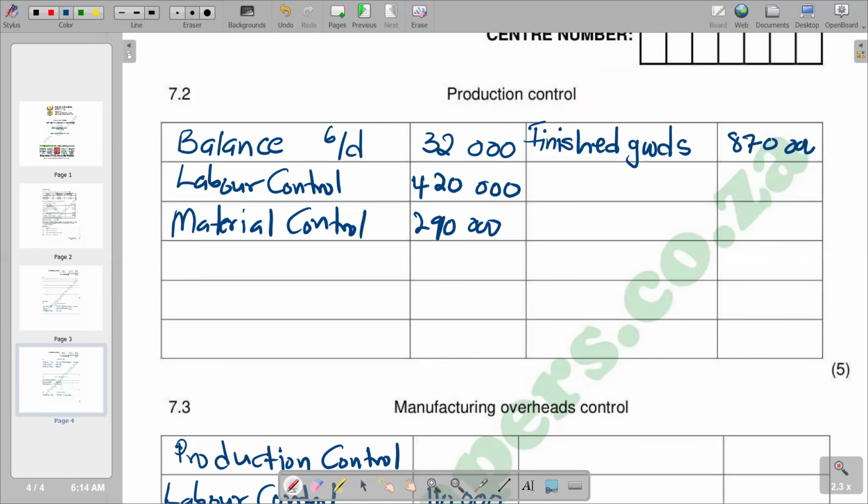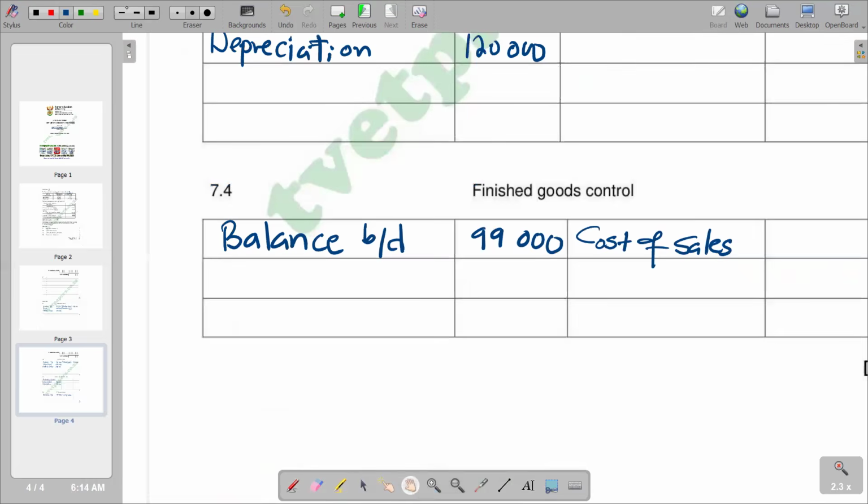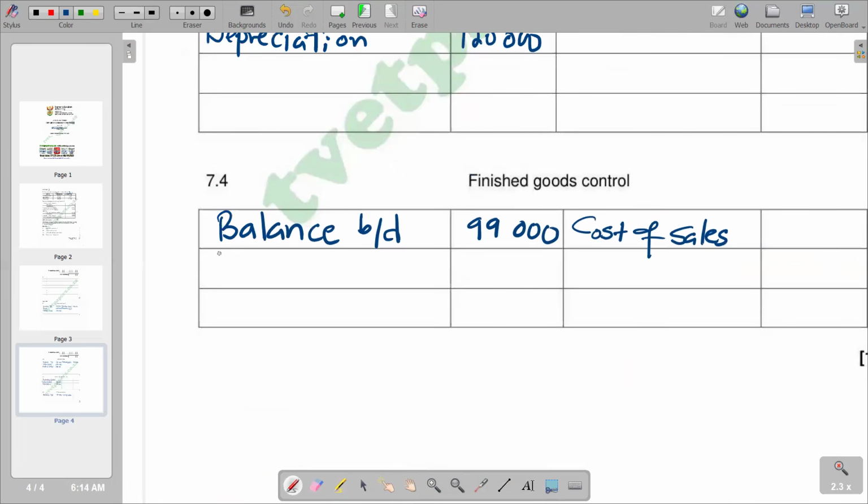And the amount is 870. And then we go to finished goods account to the debit side. And we are saying production control. And then the amount that we have is 870,000. So this is what we have in this case.